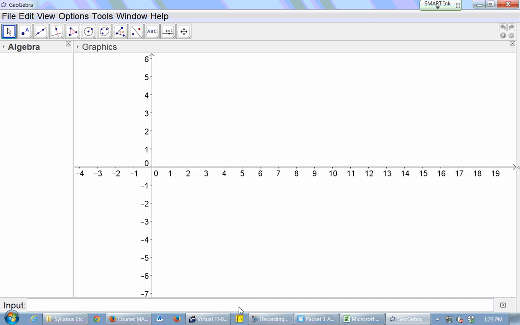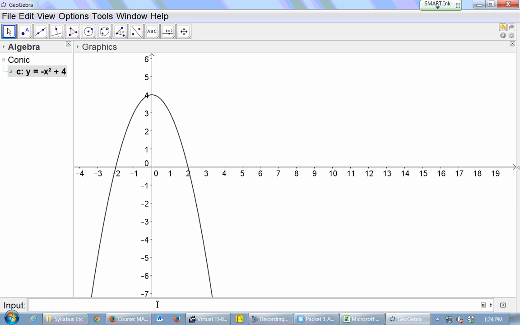Okay, so I'm going to graph the same thing I graphed in my calculator, 4 minus x squared. The way you graph it is you put your cursor down in this input bar at the bottom, and you just type the equation, y equals 4 minus x. You also use the caret when you're typing in GeoGebra for an exponent. Caret 2, and you hit enter. It graphs it.